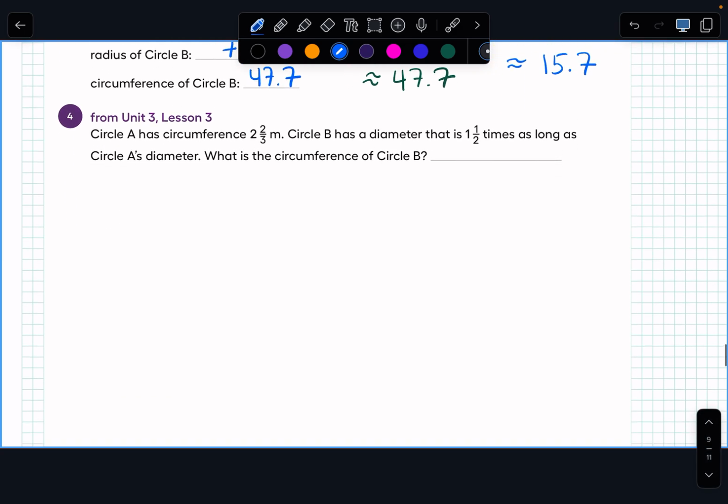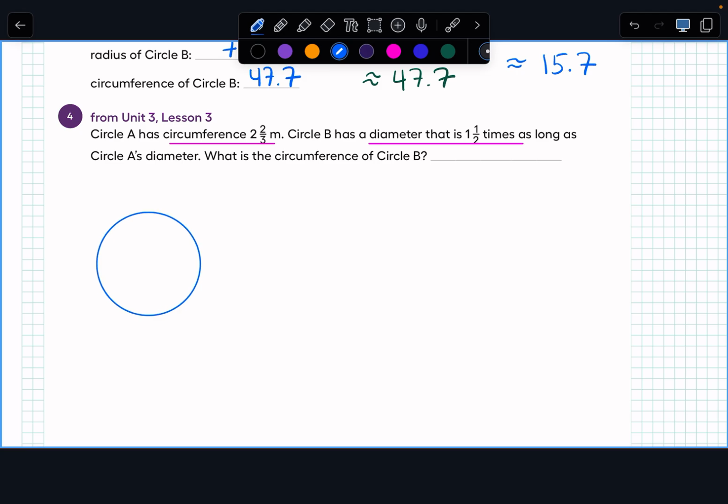Okay, number 4. Circle A has circumference 2 2/3 meters. Circle B has a diameter that is 1.5 times as long as circle A's diameter. What is the circumference of circle B? Oh boy, you got to read that again, because that's a lot of information, and I know it can be confusing for some people. I always read stuff 2 or 3 times.